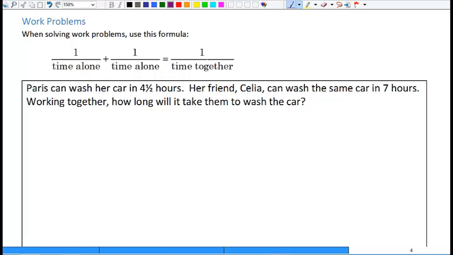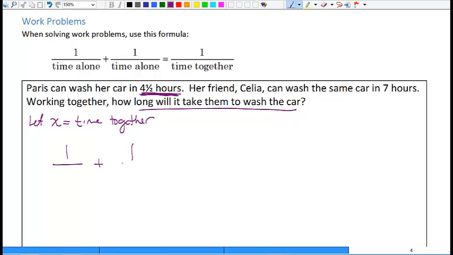So for example, Paris can wash her car in 4.5 hours. So that's Paris washing by herself. Her friend Celia can wash the same car in 7 hours. Working together, how long will it take them to wash the car? So the thing that I'm looking for is the time together. It's in the question there. So I'm going to let x be equal to the time it takes them to work together. So the formula says 1 over plus 1 over equals 1 over.